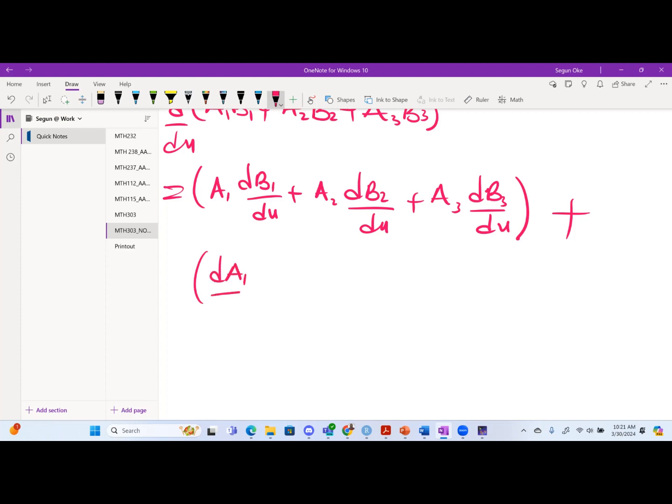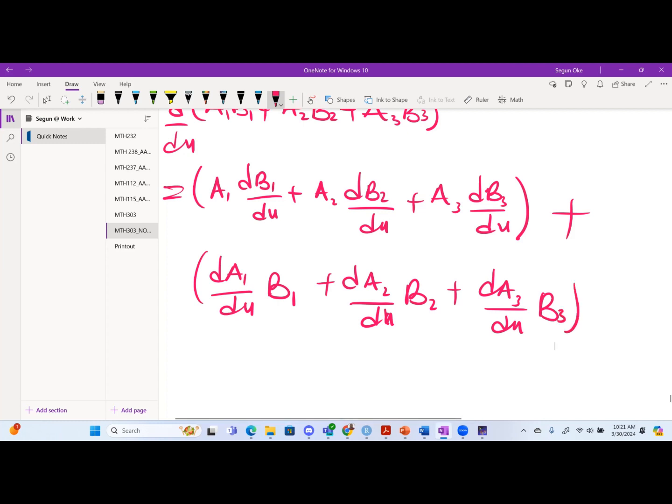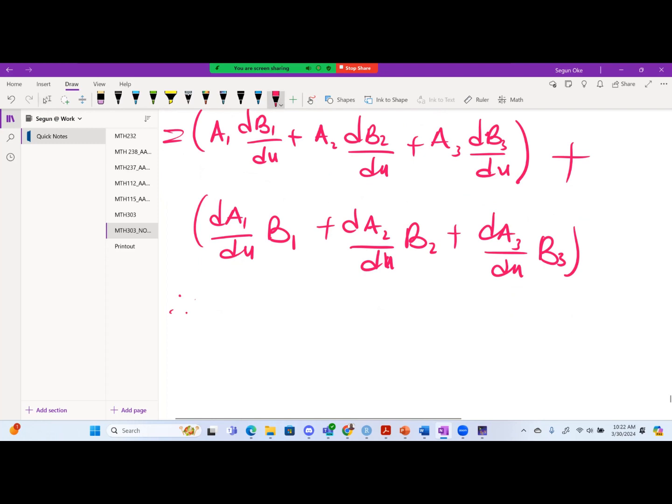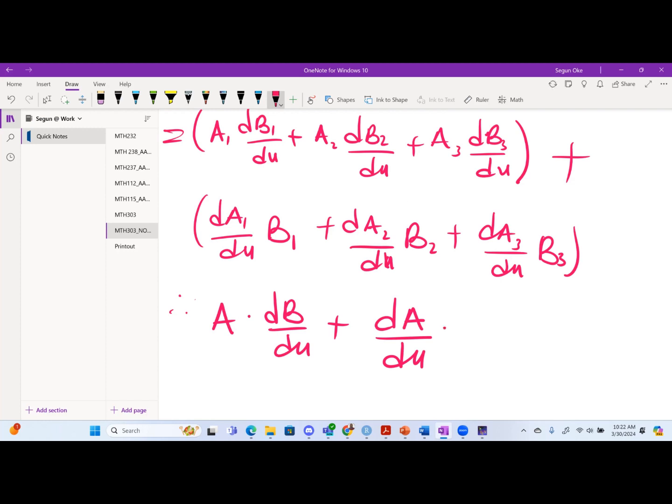the dA1 du B1 plus the dA2 du B2 plus the dA3 du B3. Therefore, I have the first one will be A dot the dB du plus the dA du dot what? B. So that is the solution for this. Any question, please?